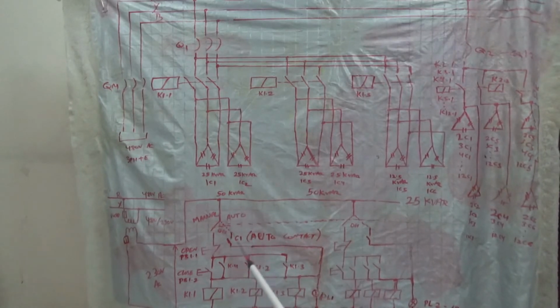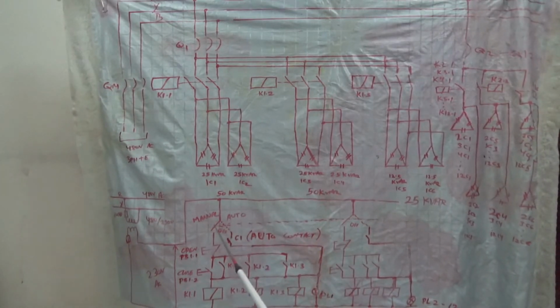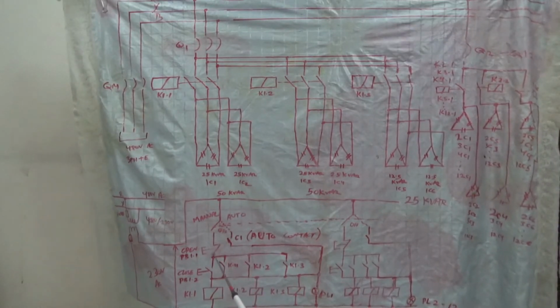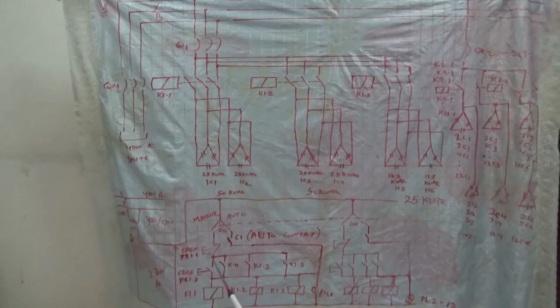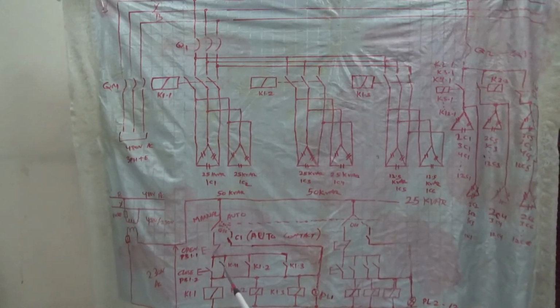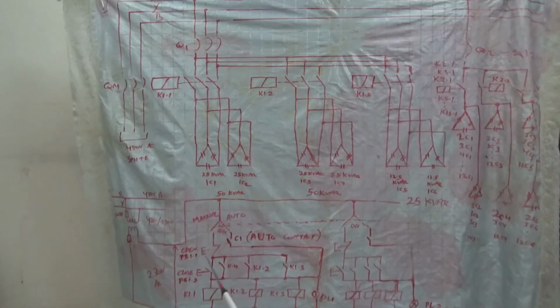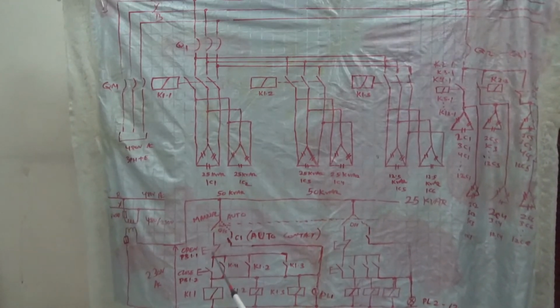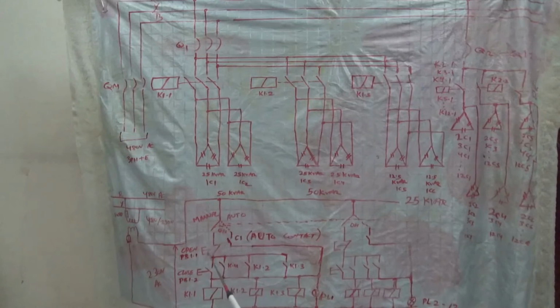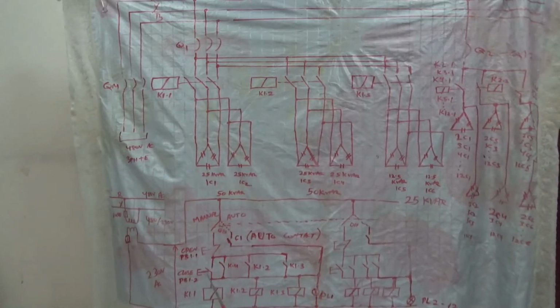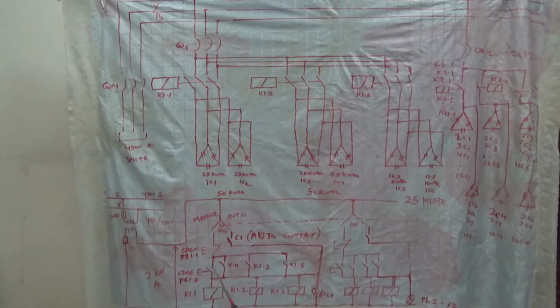In manual mode, when the switch is turned to the left, the supply comes here, and then passes through a stop push button, or an open push button. It will have a normally closed contact. Normally closed means in normal condition this contact always remains closed. And this is one closing push button. This is a normally open contact. These are all spring operated.